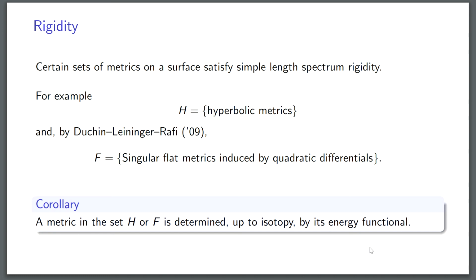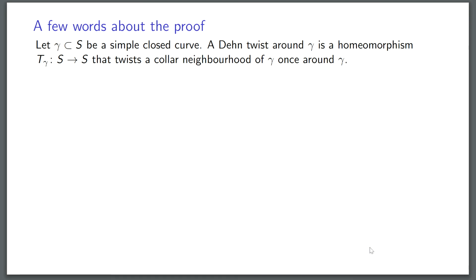But before we do this, let's first look at the proof of the theorem that the energy spectrum determines the simple length spectrum in the case of surfaces where things are easier. A main ingredient in the proof are Dehn twists, so let's first introduce what those are.